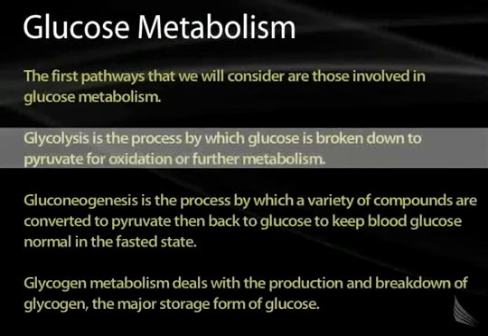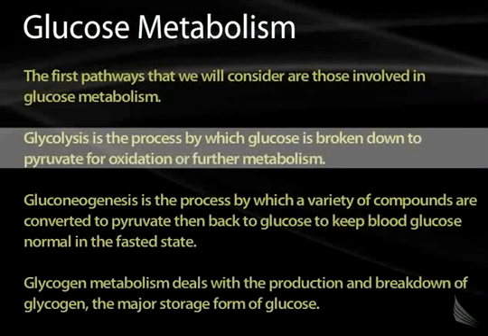Now, glycolysis is the process by which glucose is broken down to pyruvate for oxidation or for further metabolism. Gluconeogenesis is exactly the opposite of glycolysis. It's the process by which a variety of different compounds are converted to pyruvate and then back to glucose, the purpose of which is to keep blood glucose normal in the fasted state.